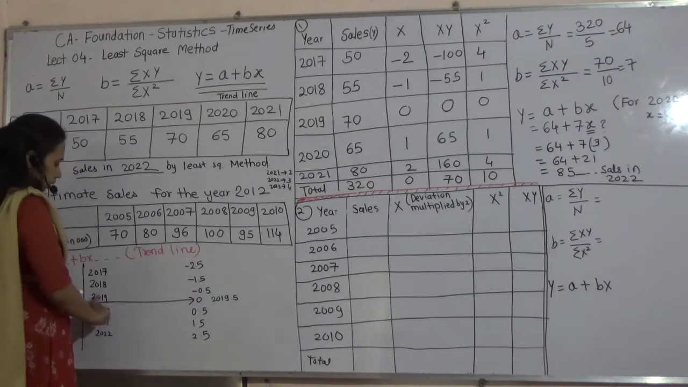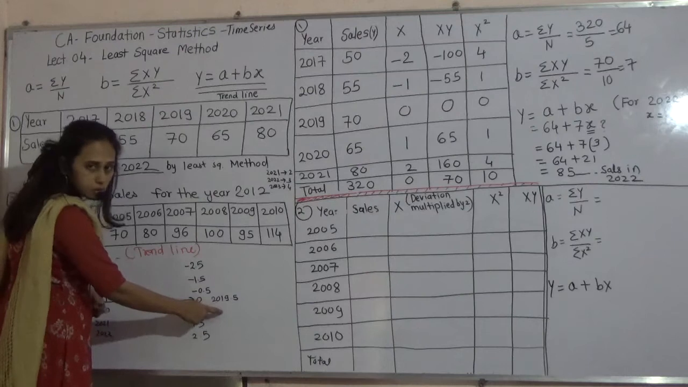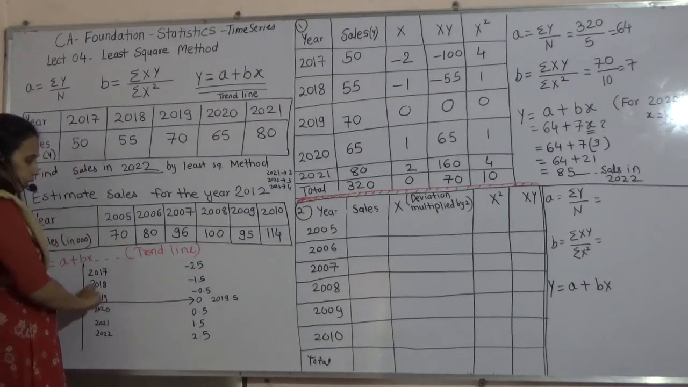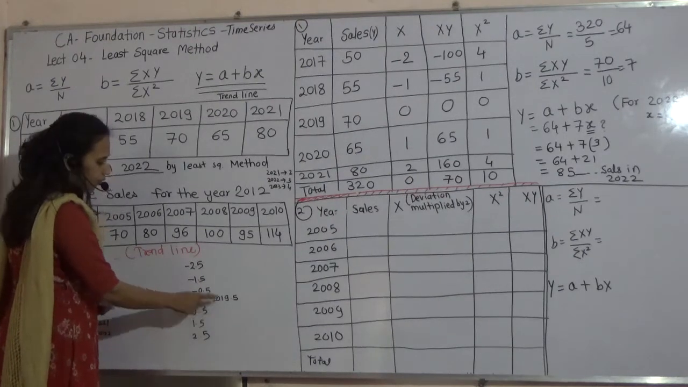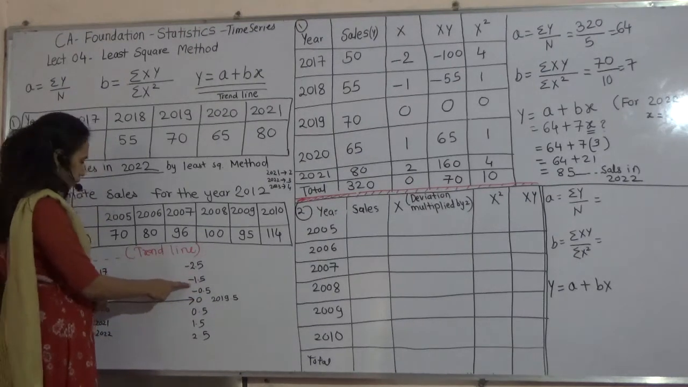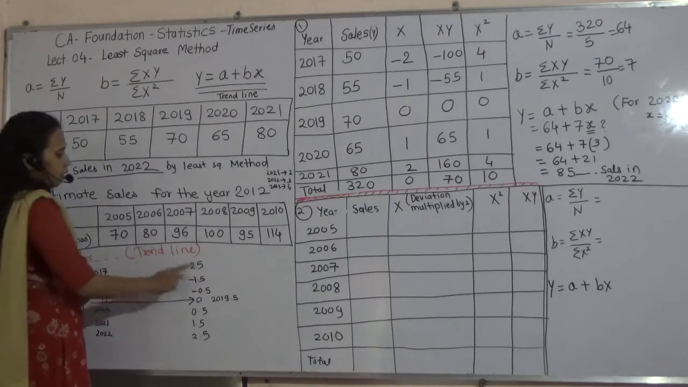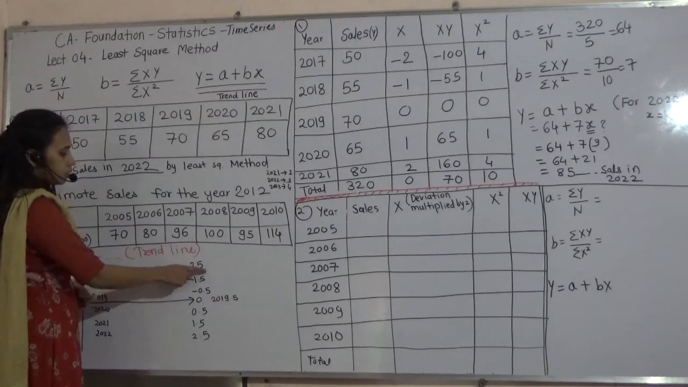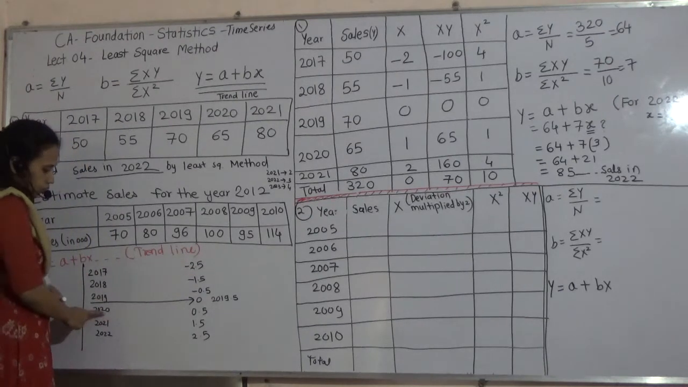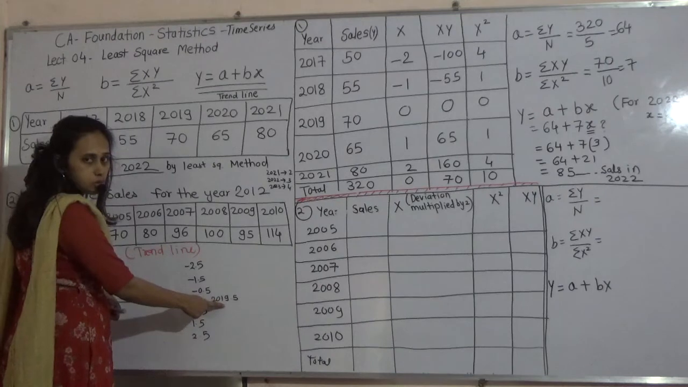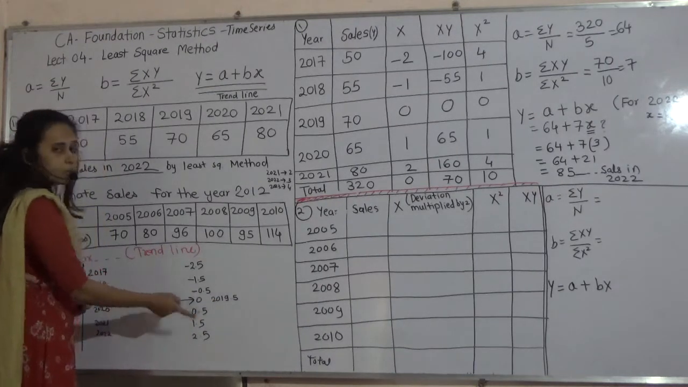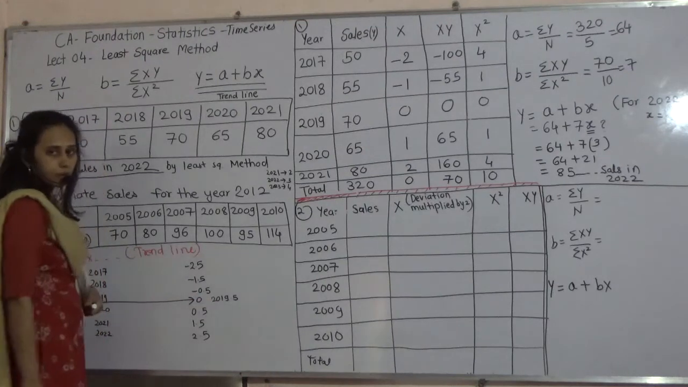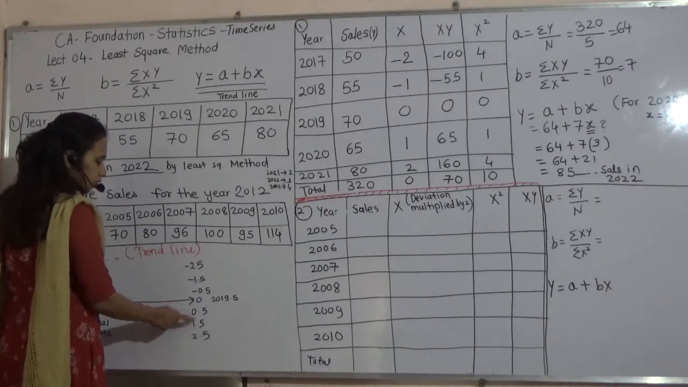2019.5. So 2019 minus 2019.5, you get minus 0.5. 2018 minus 2019.5, you will get minus 1.5. 2017 minus 2019.5, you get minus 2.5. Same way, 2020 minus 2019.5, you get plus 0.5. 2021 minus 2019.5, you get plus 1.5.